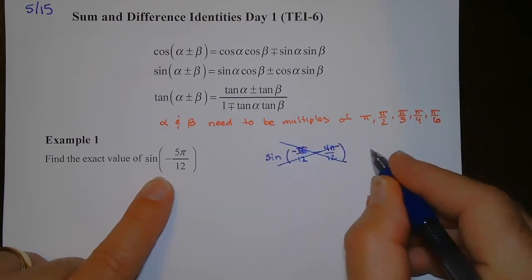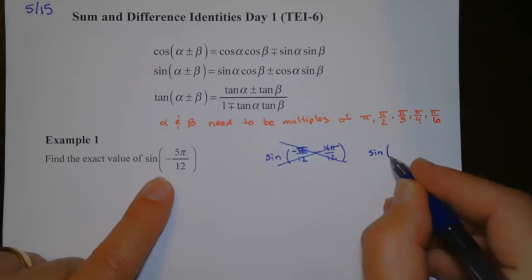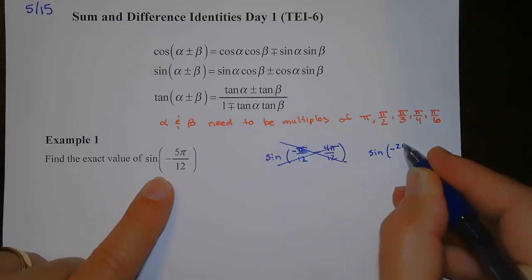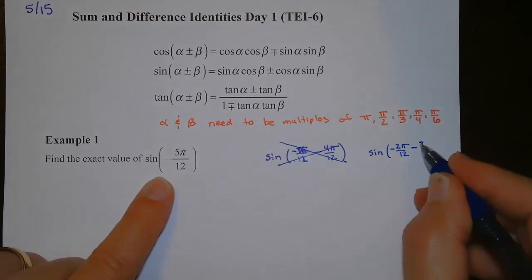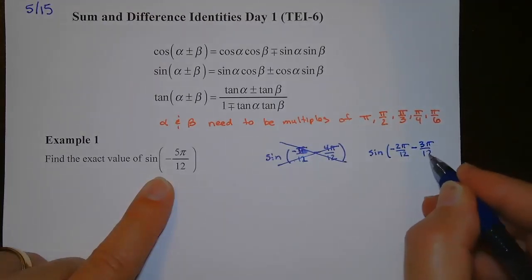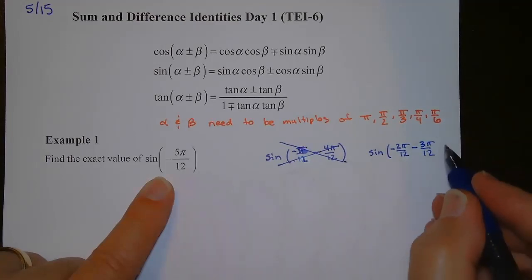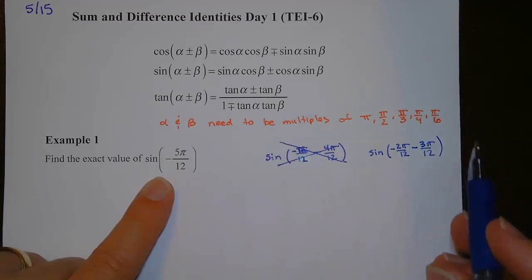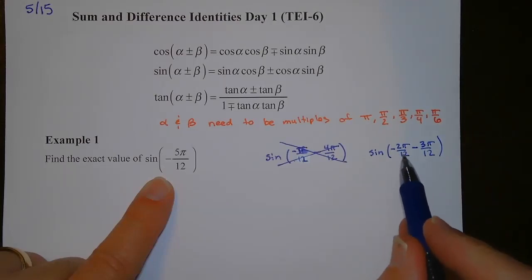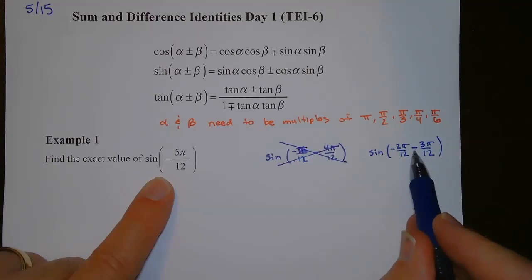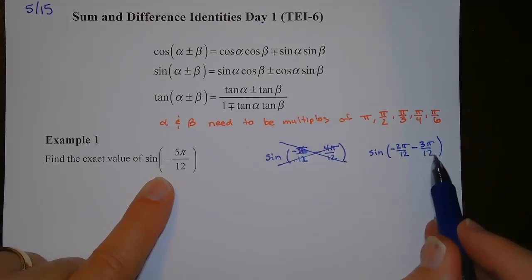How about sine of negative 2 pi over 12? But then I'd have to subtract 3 pi over 12, wouldn't I? Because that would give you negative 5 pi over 12. Now, do these reduce? Yeah, because this one becomes negative pi over 6, and then we have a minus, and this one becomes pi over 4.